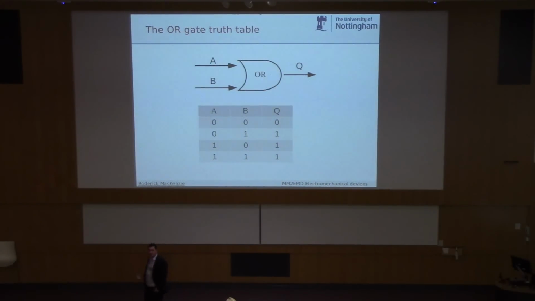OR gates. So an OR gate is just like an AND gate, except it's got this curved end here. It's still got two inputs, A and B, and one output, Q.